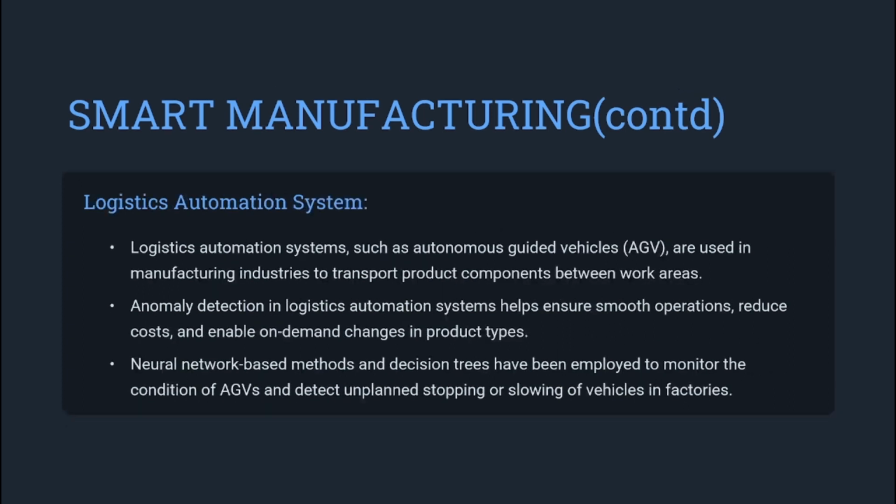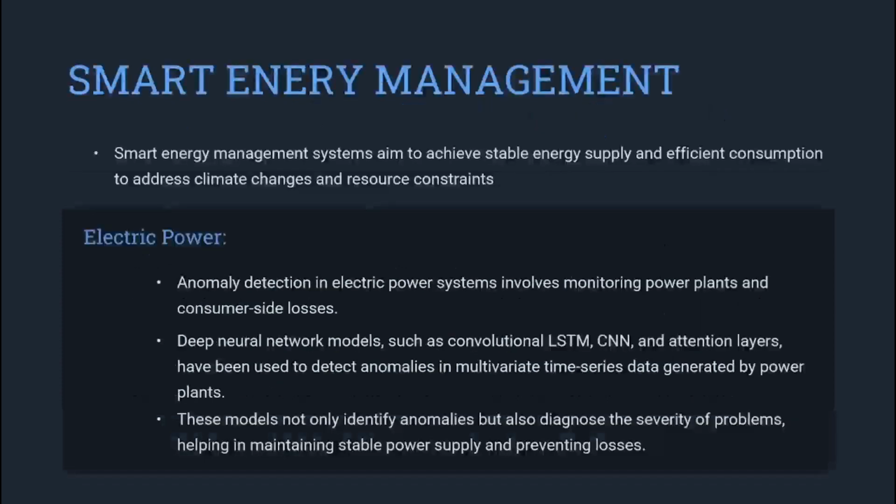Also, we can use this for logistic automation systems. Logistic automation systems such as autonomous guided vehicles are used in manufacturing industries to transport product components between work areas. Anomaly detection in logistic automation systems helps ensure smooth operations, reduce cost, and enable on-demand changes in product types. Neural network-based methods and decision trees have been employed to monitor the condition of AGVs and detect unplanned stopping or slowing of vehicles in factories.